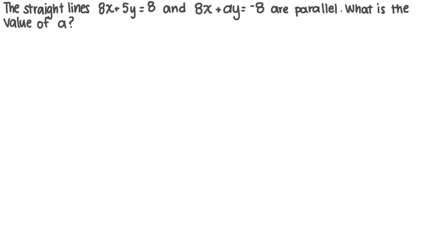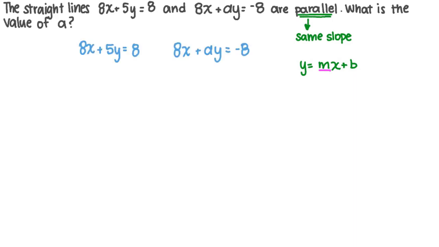The straight lines 8x plus 5y equals 8 and 8x plus ay equals negative 8 are parallel. What is the value of a? We know that parallel lines have the same slope, and in slope-intercept form, y equals mx plus b, the coefficient of the x variable m represents the slope. We've been told that these two lines are parallel, and that means they will have the same slope. To find the slope of these lines, we'll convert them to slope-intercept form. To do that, we get y by itself.